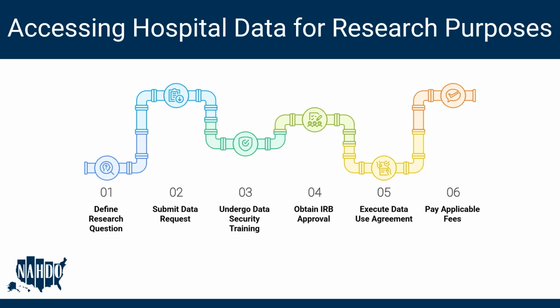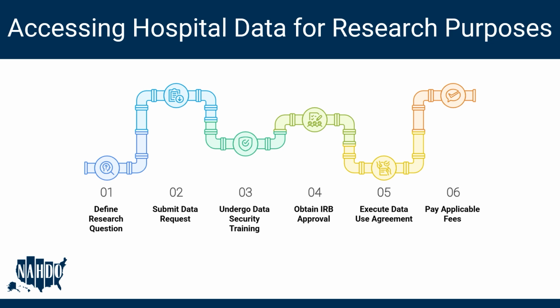Let's consider a typical research data request process. Potential research data users generally need to do the following. Define the research question or purpose, to clearly articulate the specific research question or purpose for which the data is needed. Submit a formal data request to the state agency responsible for managing the data. This request typically includes a detailed research proposal, data use plan, and information about the intended audience for the research findings. Complete any required data security training to ensure compliance with privacy regulations and data use policies.